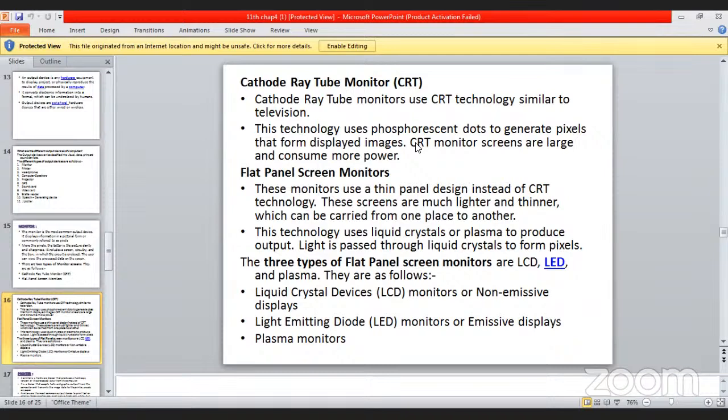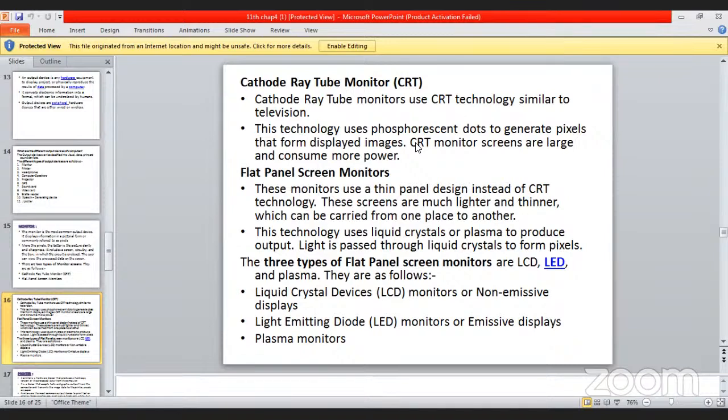the beam sweeps horizontally per second. It is measured in Hz, or kilohertz also. For example, VGA has 480 lines and there are 60 screens per second. So how is it calculated? 480 into 60 screens means 28,800 lines per second.